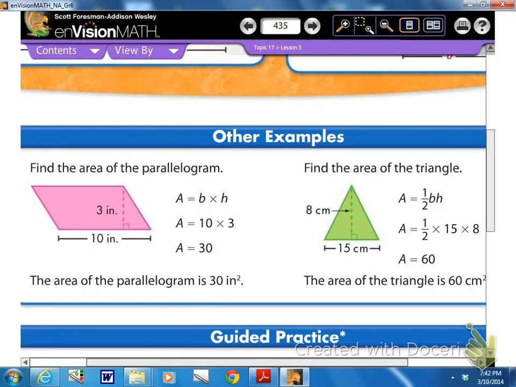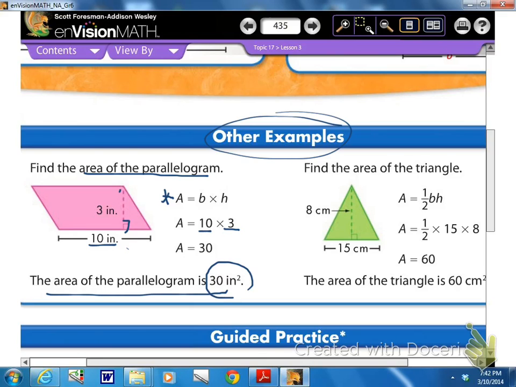Alright, on page 435 they give you some other examples here. So here they say find the area of the parallelogram. Well, always write your formula first. Area is base times height on a parallelogram, and then plug in your numbers. Here's my base, 10. Here's this dotted line with the right angle, which is always my height, 3. So 10 times 3 is 30. Always have your units in there, so we're multiplying inches times inches here, so the area of the parallelogram is 30 inches squared.